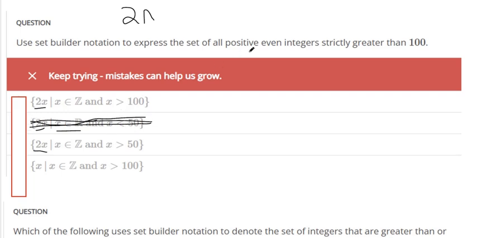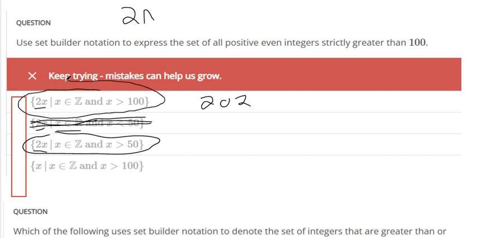The set has to be positive and greater than 100. Okay, so that's easy because if you're greater than 100, then you're guaranteed to be positive, right? So this one is x is greater than 100. Oh, but it's an even integer greater than 100. Okay, so that's tricky. This one looks good, but this one is actually the correct answer, and here's why. If you plug in x equals 101, 2 times 101 is 202. That's the smallest number that can come out of this set.